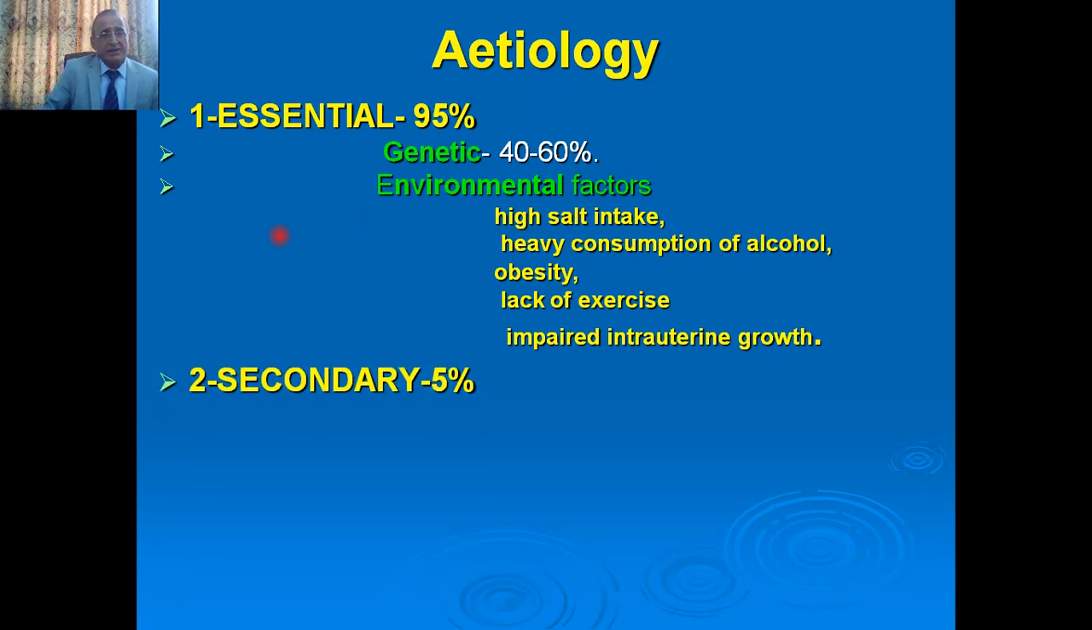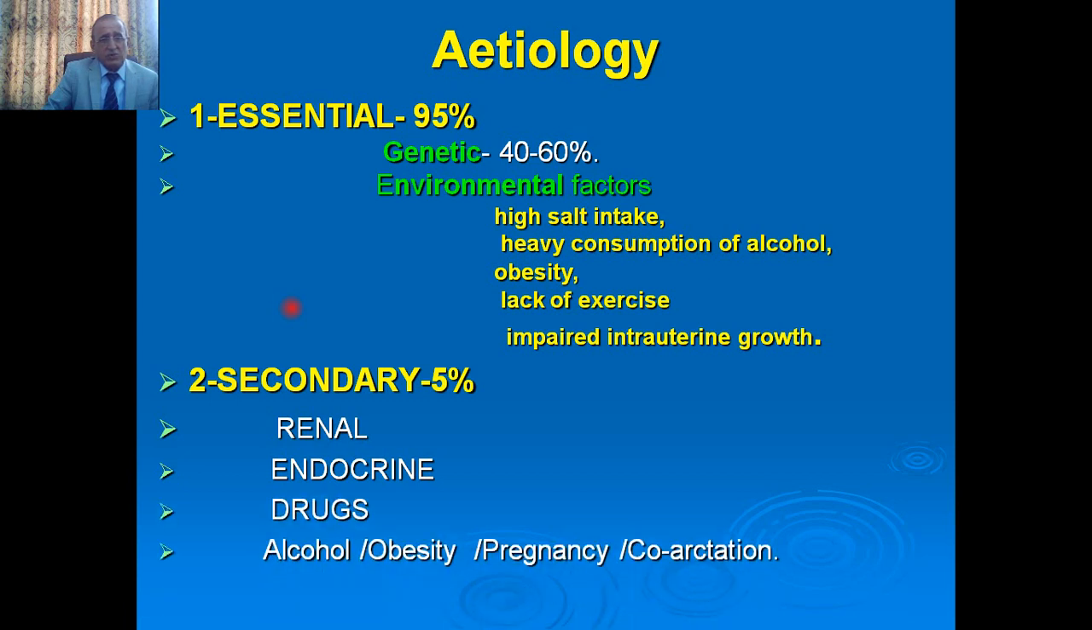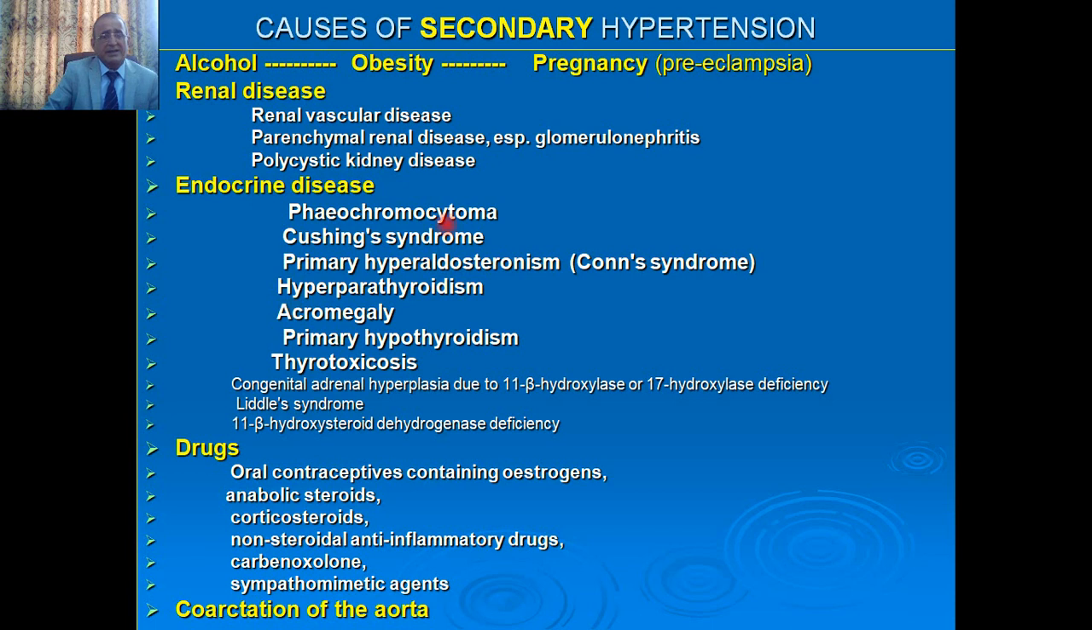But in 5% of the population, you might find a secondary cause of hypertension. 5%. When you have a renal disease, when you have endocrine disease, when you have drugs and sometimes alcohol, obesity, and pregnancy. And this is a detailed table. I will not go into the detail. You can look later. And alcohol intake, obesity, and pregnancy, preeclampsia or eclampsia.